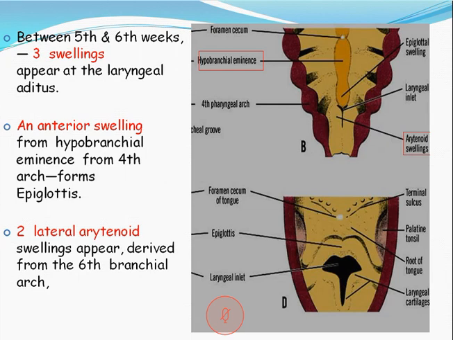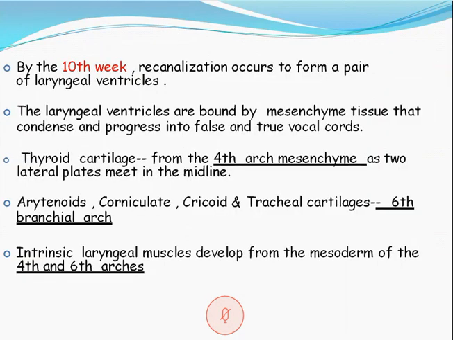Between the 5th and 6th weeks, 3 swellings appear at the laryngeal aditus. The anterior swelling, that is the hypopharyngeal eminence from the 4th arch, forms the epiglottis. The 2 lateral arytenoid swellings, derived from the 6th branchial arch, form the arytenoids. By the 10th week, recanalization occurs to form a pair of laryngeal ventricles.